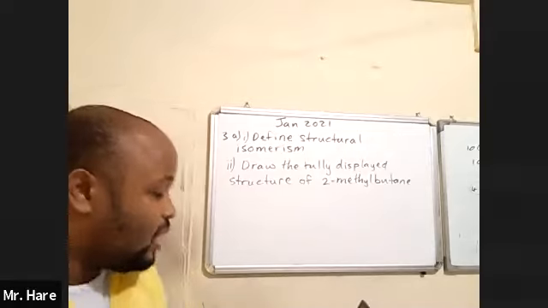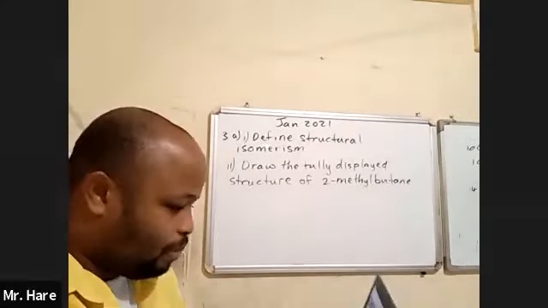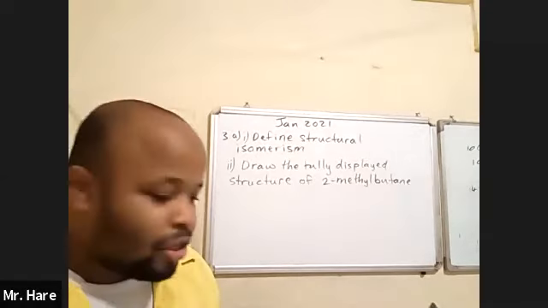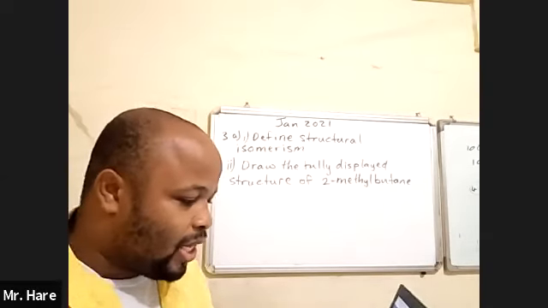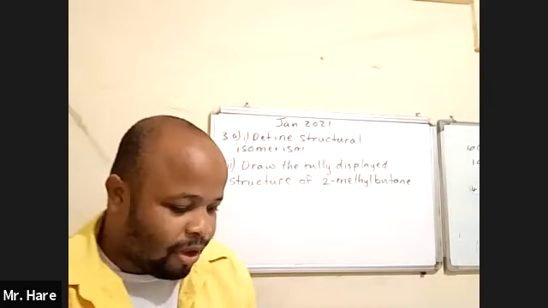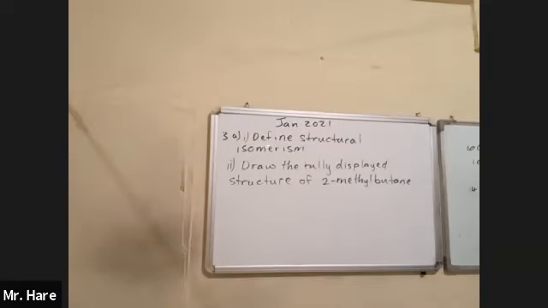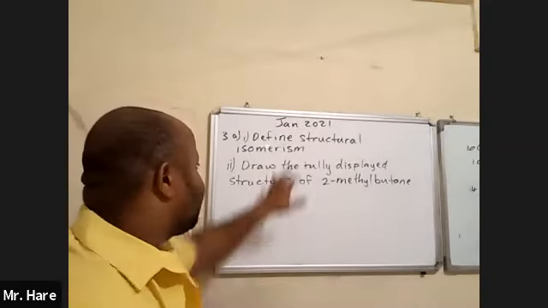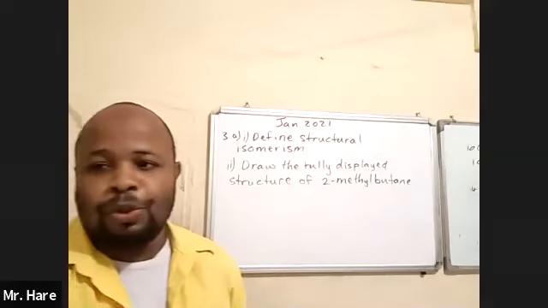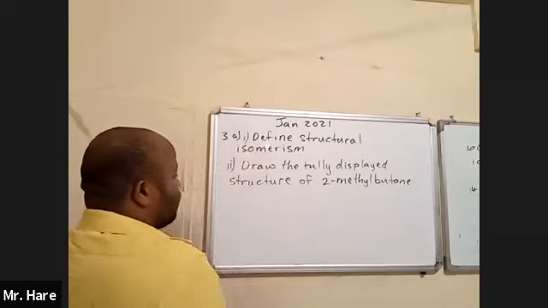All right, so the question basically asks us to define structural isomerism, and then it is asking us to draw the structure for 2-methyl butane and an isomer of pentane, C5H12. So we're going to define structural isomerism, which we know. So structural isomerism, I'm going to answer 3A.